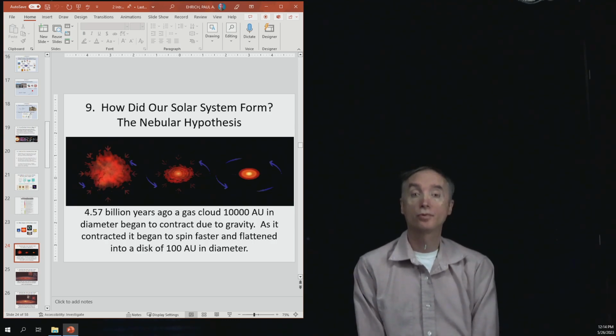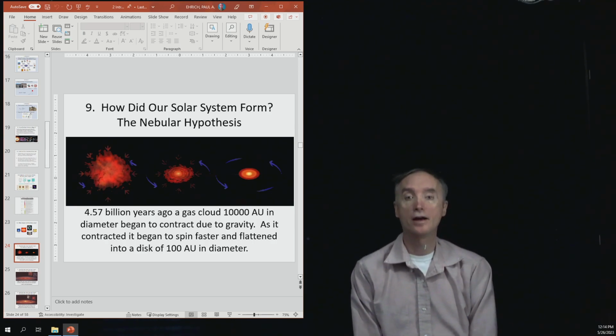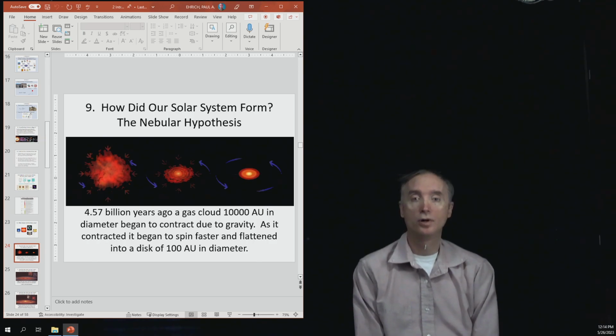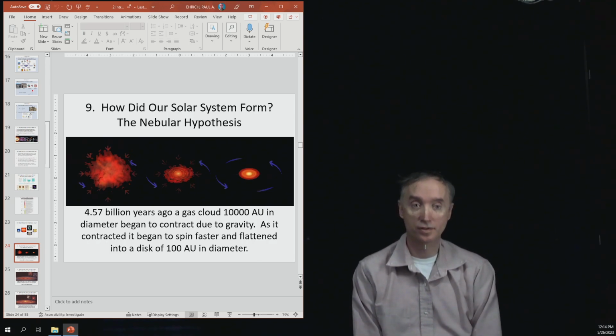Okay, so in our previous segment, we looked at how stars form. Now we want to look at how solar systems form. And in particular, we're going to be talking about our solar system.